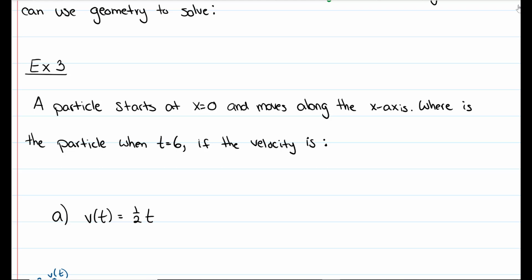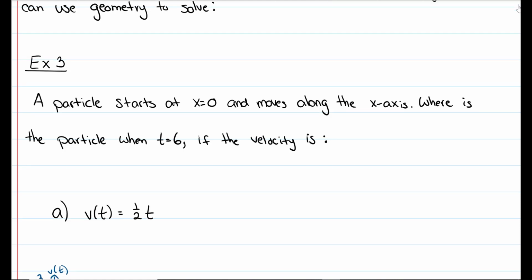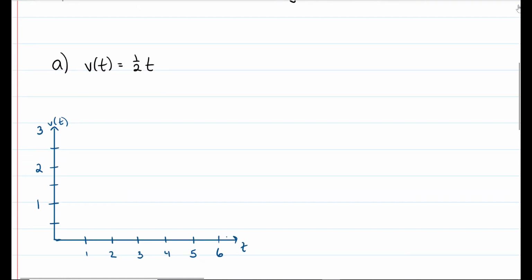If the velocity was constant, we could just multiply the rate times the time traveled. But because the velocity is not constant, it gets a little more complicated. So the first step is to go ahead and graph the function.